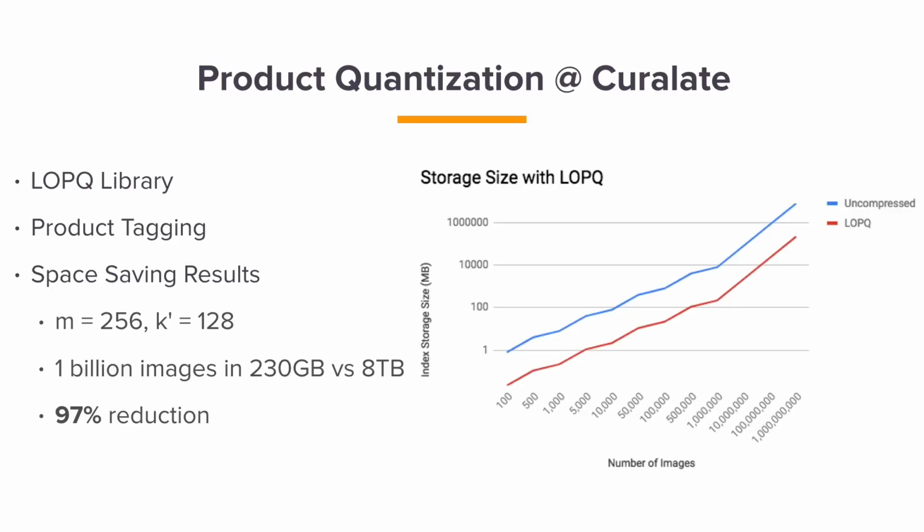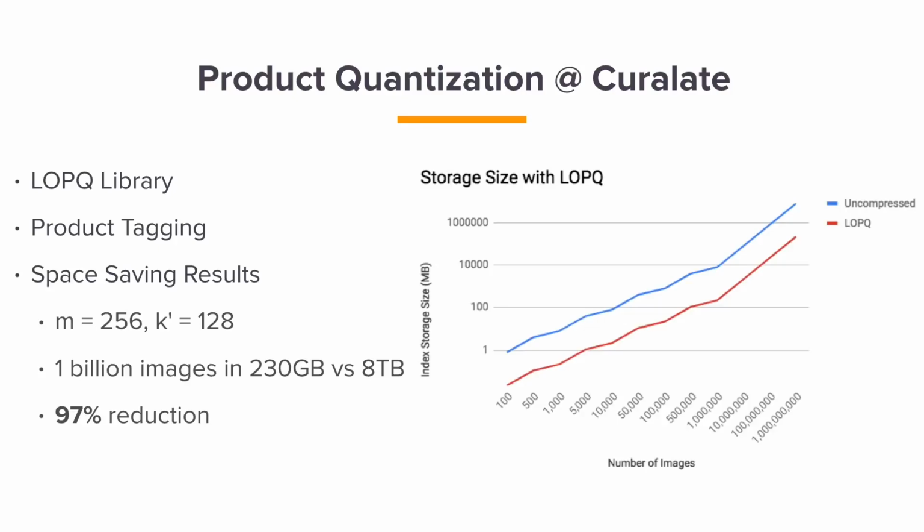So the space savings results were awesome. This is a logarithmic scale, showing the size of our indexes before and after we implemented LOPQ. When we shipped version 0 of this, we used the KD tree technique and said, okay, we'll eat this M5 XL cost until we turn it on for more than 2 clients. We set M to 256 and K prime to 128, which means the number of possible centroids is super, super high.